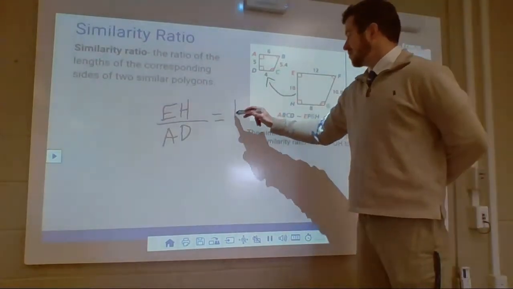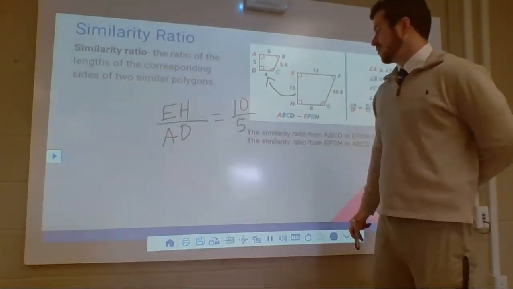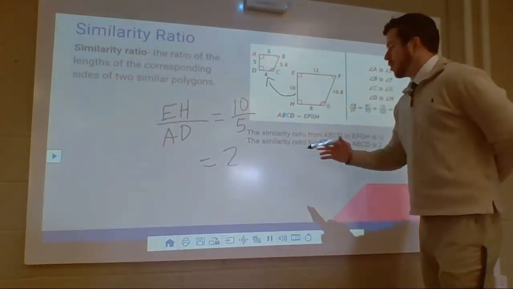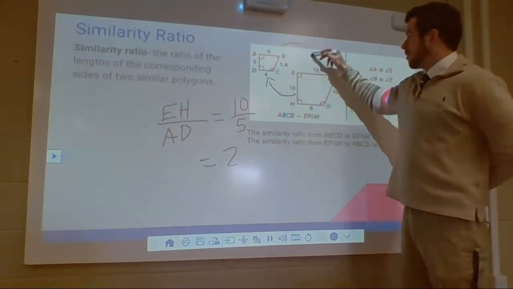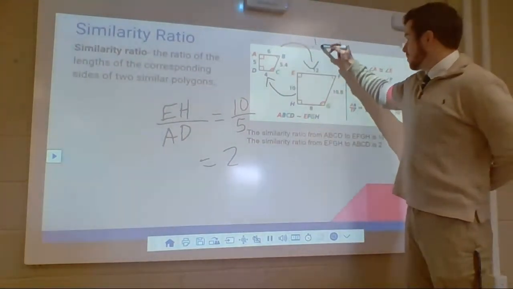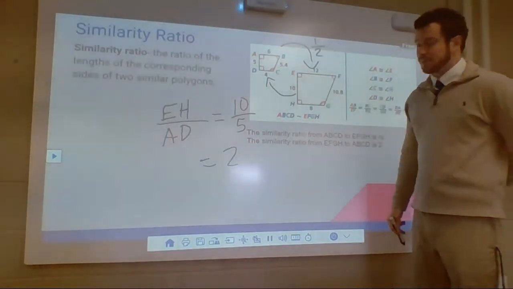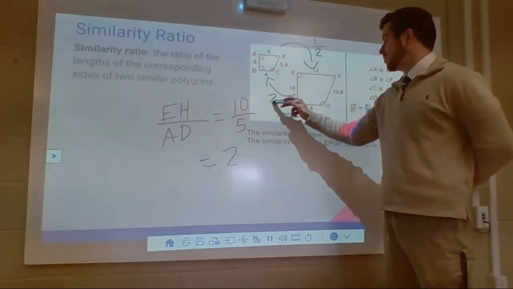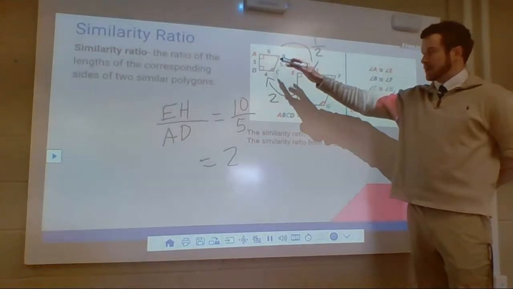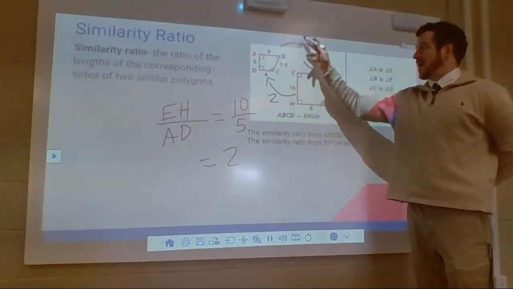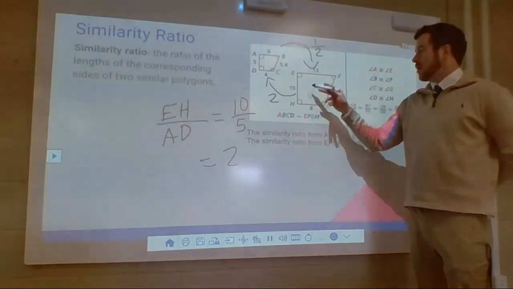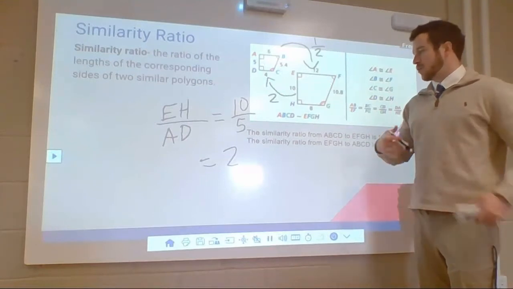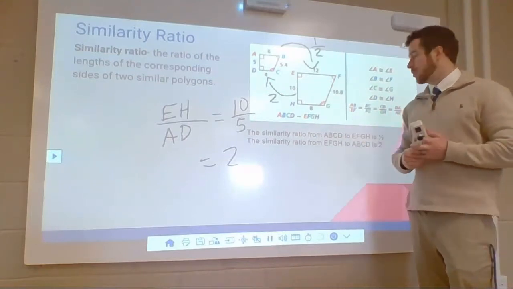So EH is 10 and AD is 5. So 10 divided by 5 is 2. All right, so remember when we compared the smaller to larger, the similarity ratio was 1/2. But when we compared the larger to the smaller, the similarity ratio is 2. So here's what we're saying in this case. This polygon is half the size of the larger one. The larger polygon is twice the size of the smaller one. Okay? So we're just comparing the size of those similar polygons.